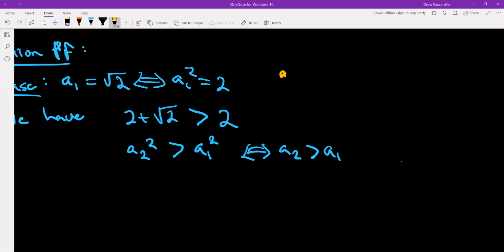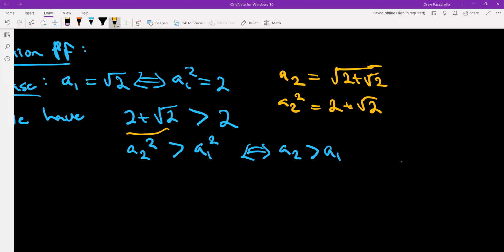As we have a2 is equal to the square root of 2 plus a1. Well, a1 is the square root of 2, so it'll be 2 plus the square root of 2. And so a2 squared, just get rid of the square root, and that gives you 2 plus square root of 2. That's a2 squared. And a1 is square root of 2, so a1 squared is 2.